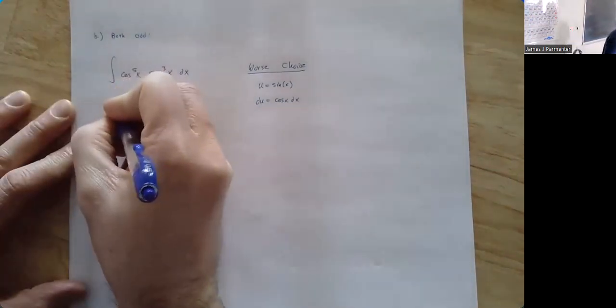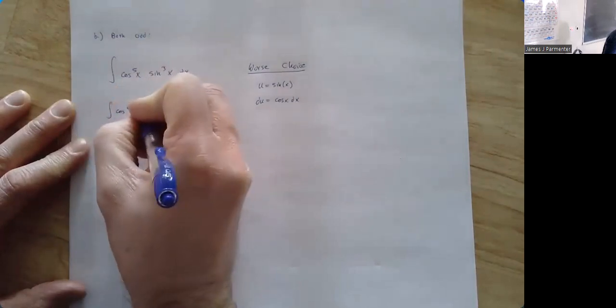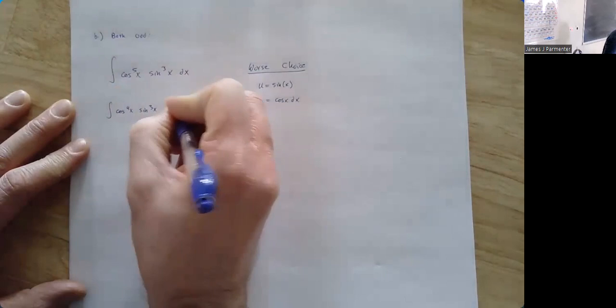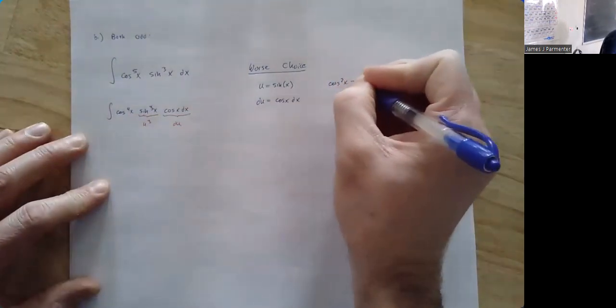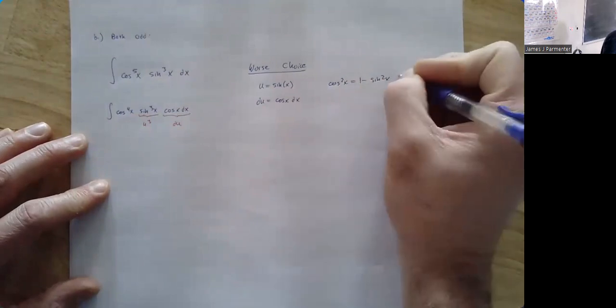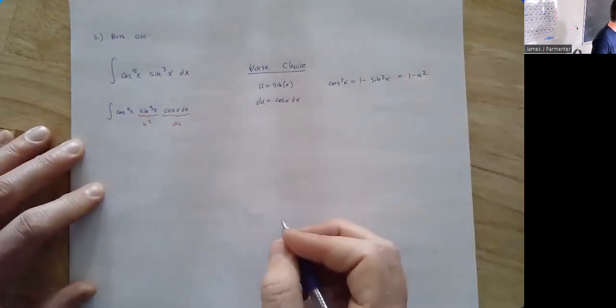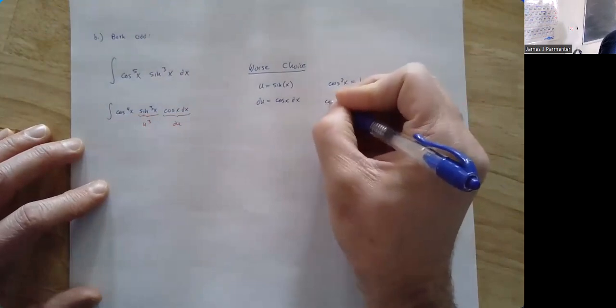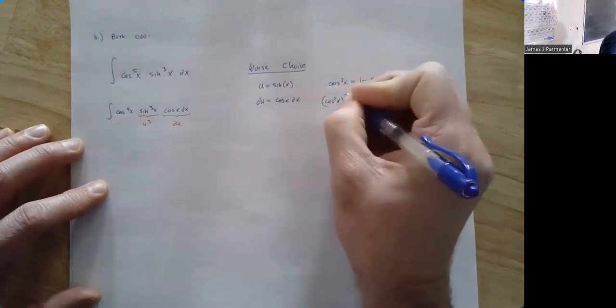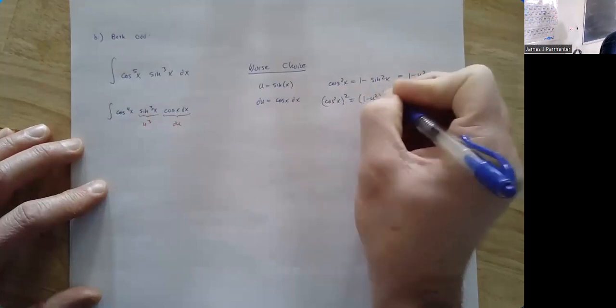If I did it this way, I'm going to pull out one of those cosines. So I'm going to rewrite this as the integral of cosine to the fourth x times sine cubed x times cosine x dx. There's my du. There's sine cubed is u cubed. And okay, trig identity. Cosine squared x is equal to 1 minus sine squared x, which is equal to 1 minus u squared. Cosine to the fourth x is cosine squared squared, which is 1 minus u squared squared.